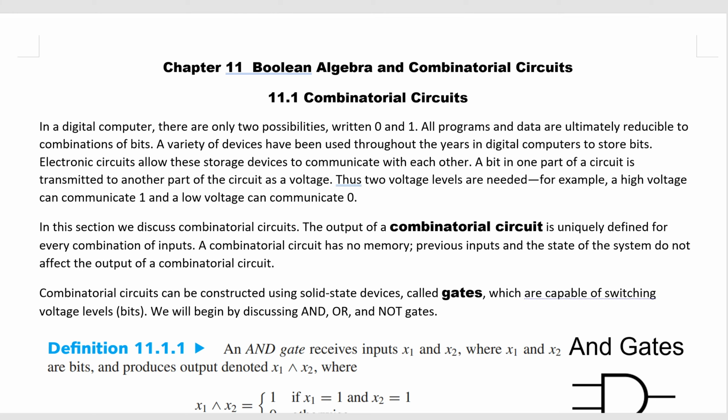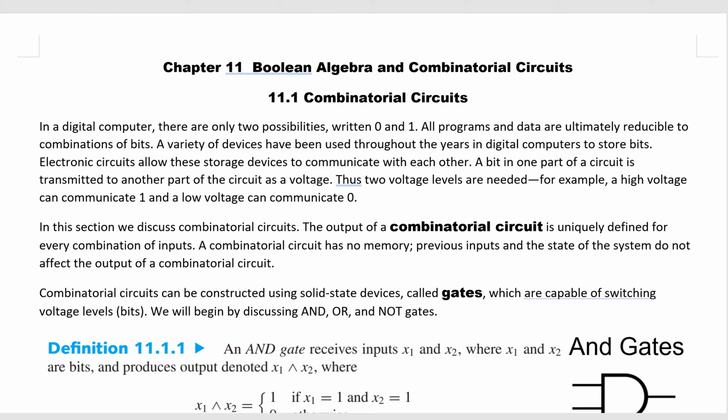And so in chapter 12, we will talk about sequential circuits. And then you can see the comparison between combinatorial circuits and sequential circuits. Sequential circuits have memory. The previous inputs and the states of the system actually change the outputs. But in our sessions, we're talking about combinatorial circuits. Once the inputs are fixed, the outputs are uniquely determined for every combination of inputs.